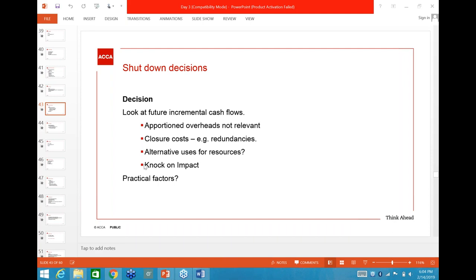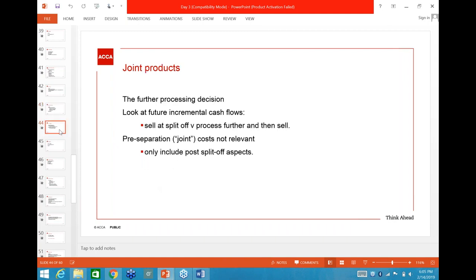So knock-on impact talks about the fact that if I am discontinuing the kids meal, there is a possibility of a revenue reduction which can come through the other adult meals as well. Aspects like that are what we mention as knock-on impact. Then there can be certain other practical or non-financial factors. So we move on to joint products, the further processing decision.